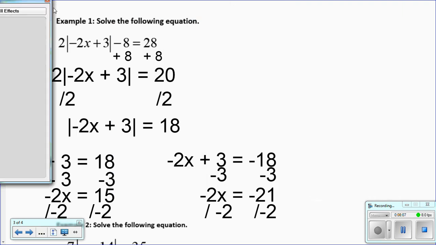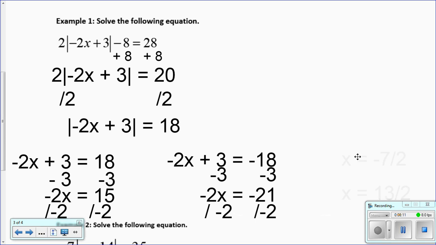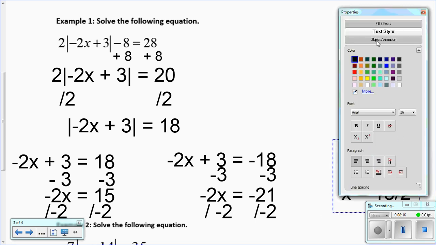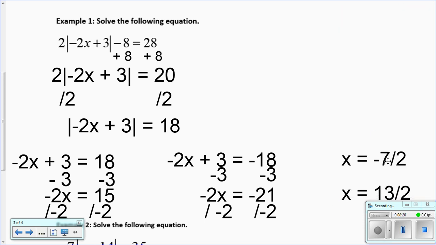And it's going to end up giving me negative 15 over 2 and positive 21 over 2. Those are my answers. And both are my actual answers.